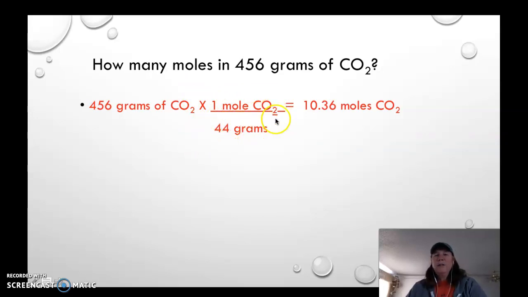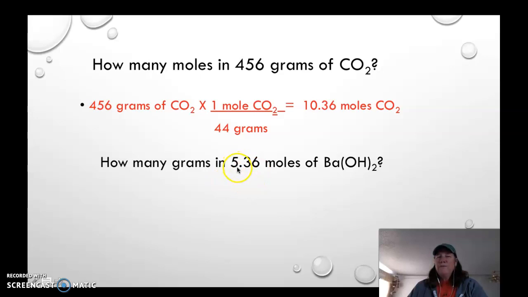Okay, so anytime you're converting, you have to find the formula mass of that compound, and that's what 1 mole weighs. So I'm just going to take this divided by this, and I get 10.36 moles. So in 456 grams of carbon dioxide, that's 10.36 moles. Okay, and these are the conversions we did in that last chapter, chapter 9 in stoichiometry. But this is just the conversion. In chapter 9, we take these conversions and add them to other conversions to get answers.